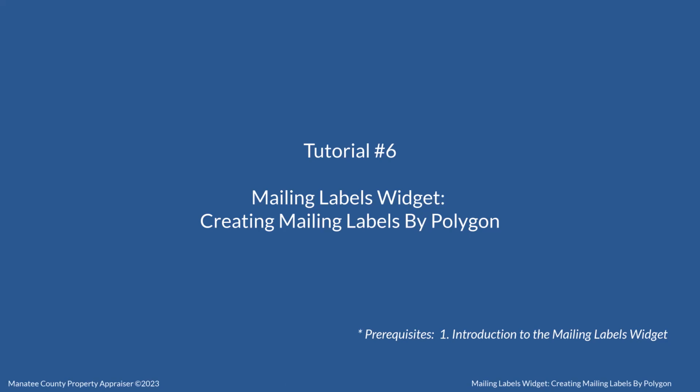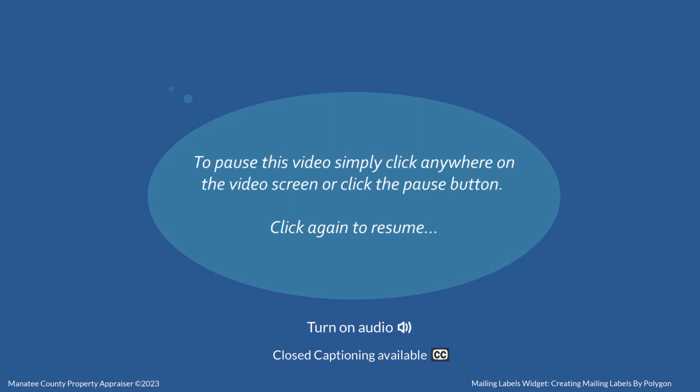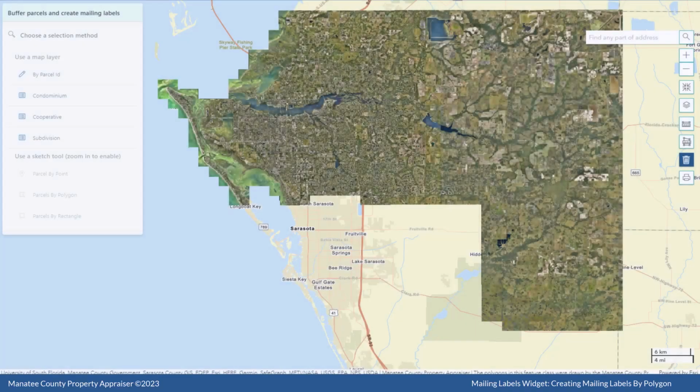Welcome to tutorial number 6, creating mailing labels by Polygon. To pause this video, simply click anywhere on the video screen or click the pause button. Click again to resume.